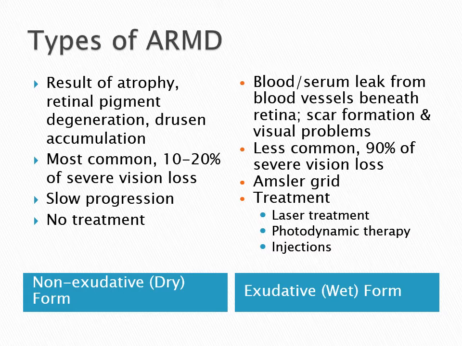On the other hand, the exudative is when blood leaks into the vessels and it develops scar tissue. It is less common, but much more severe, as 90% of the vision is lost. There's an Amsler grid where you can have them take a look at. It's a grid of lines, and when a person with this form of macular degeneration looks at it, the lines appear wavy versus straight up and down.